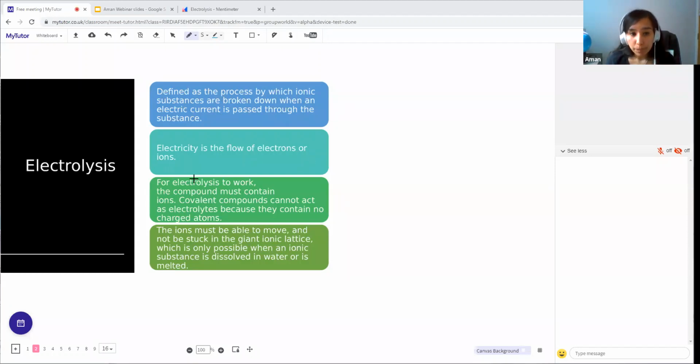But you may remember that ionic compounds form these giant lattices, which are structures of kind of regular layers like so.